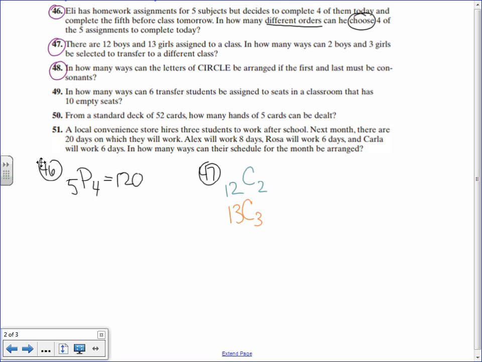So we are going to do 12 choose 2, and that's going to give us 66. And then I'm going to do 13 choose 3, and that's going to give me 286. And since I want both of these to happen at the same time, I'm going to multiply them. That's the counting principle. So 66 times 286 gives me 18,876.